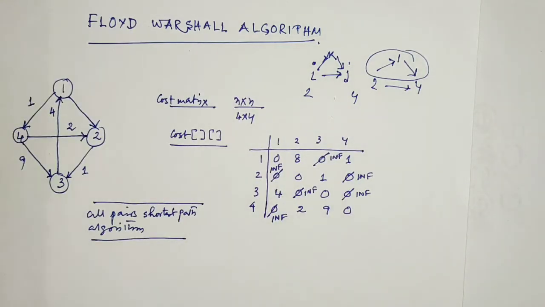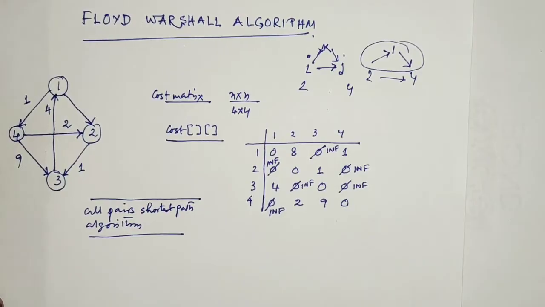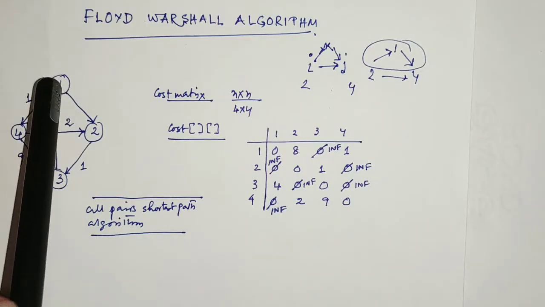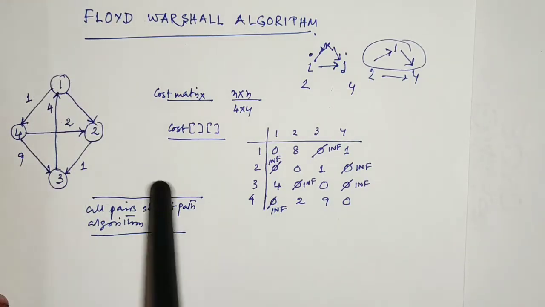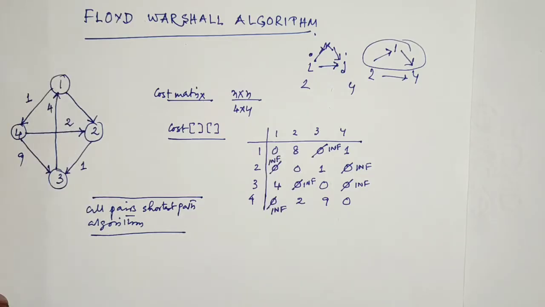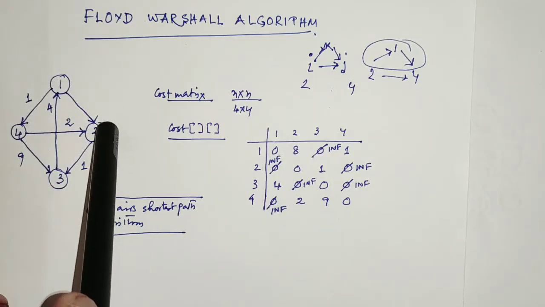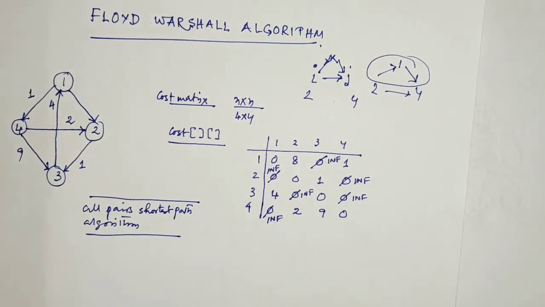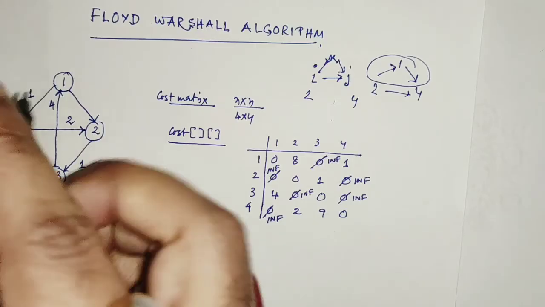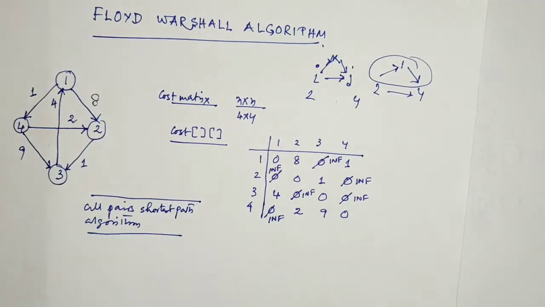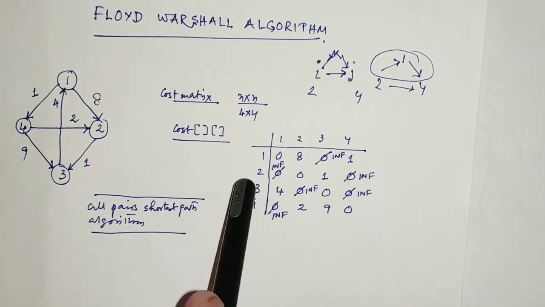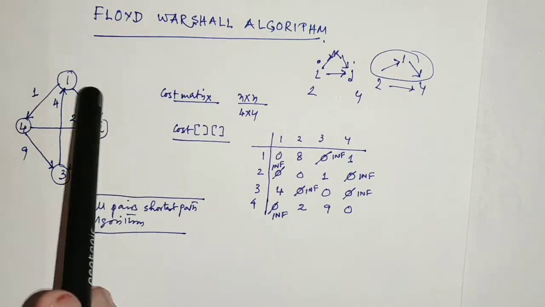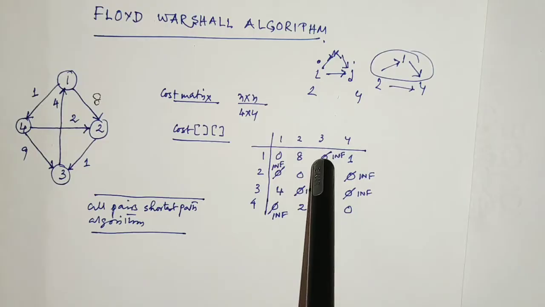Here the cost matrix formation is very important. Cost matrix formation follows this rule: if there is no self loop at a vertex, that means 1 to 1, then you have to put 0. If there is an edge from 1 to 2, yes there is an edge, and definitely it has some cost. Unfortunately the cost is not mentioned here. 1 to 2 the cost is 8 here actually. So when there is an edge between 1 and 2, you have to put the cost. When there is no edge from 1 to 3, then it is infinity.